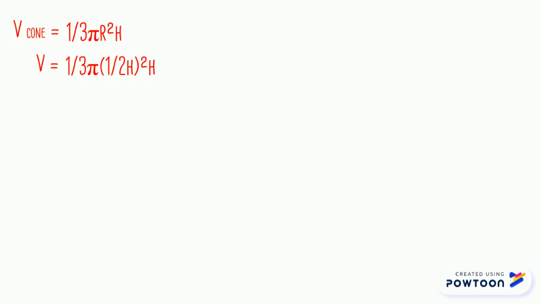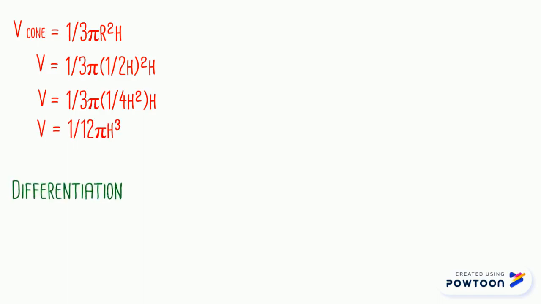1 half h raised to 2 is equal to 1 over 4h squared. We can have the formula V is equal to 1 over 3 pi times 1 over 4h squared times height, or equal to V is equal to 1 over 12 pi h cubed. Let us differentiate both sides of the equation with respect to time.